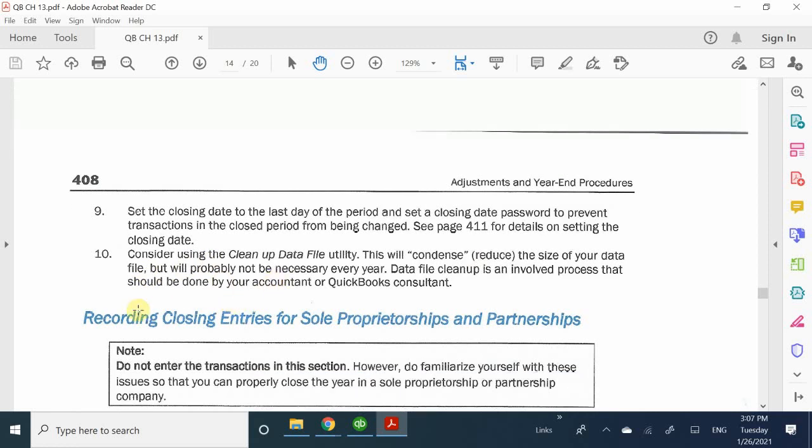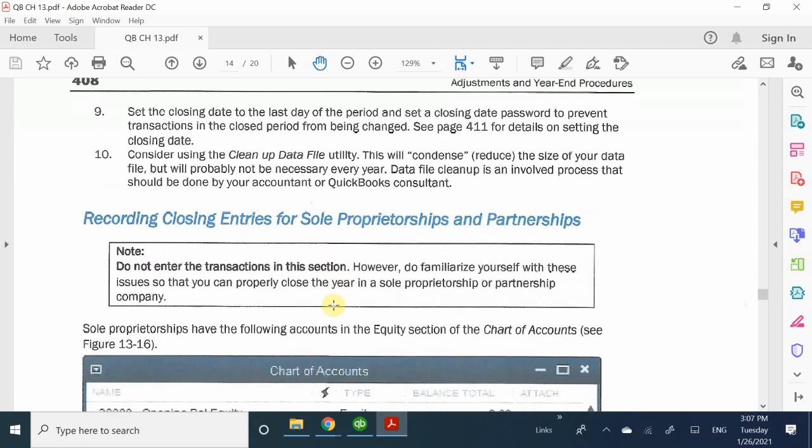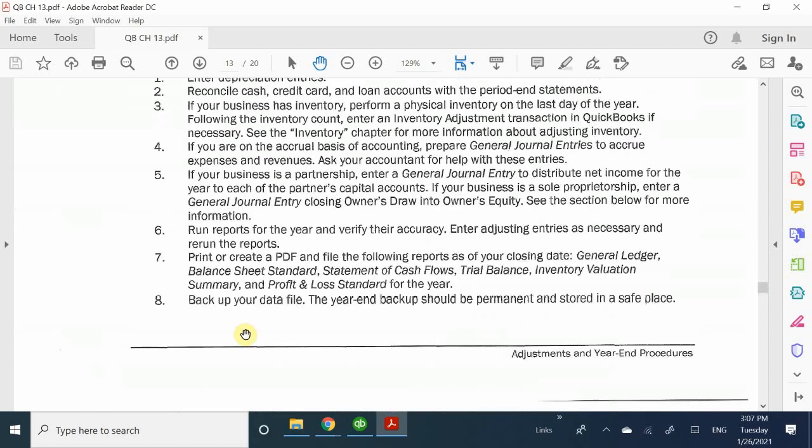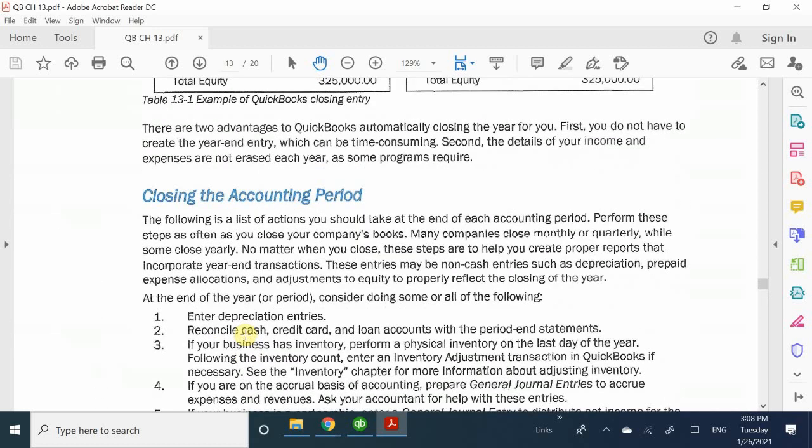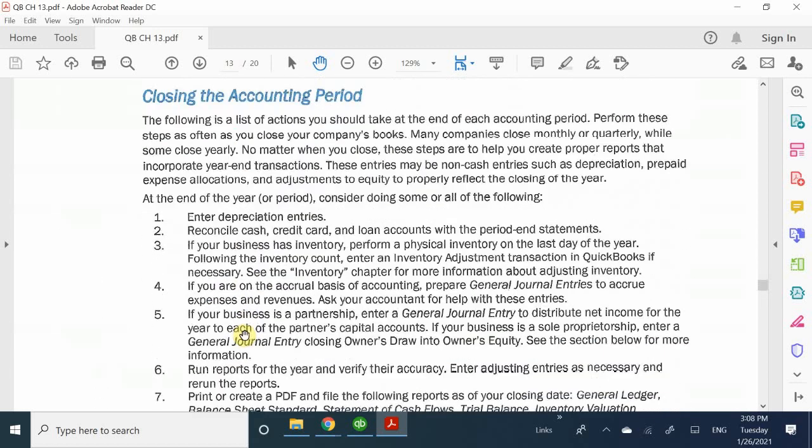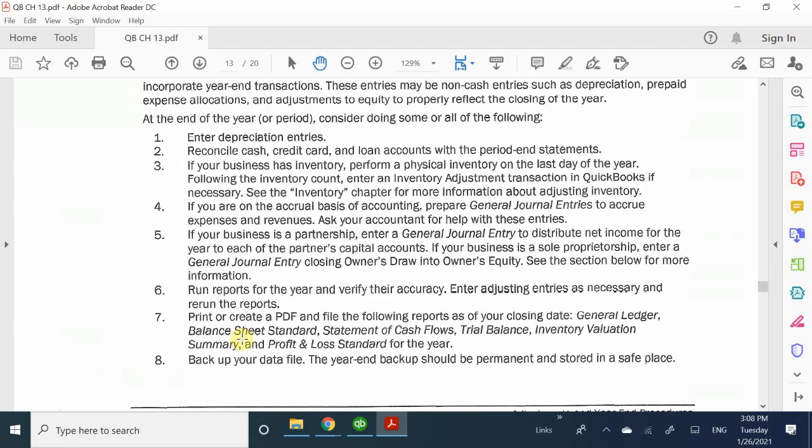So now we're going to be doing closing entries for sole proprietors. Okay, any questions in regards to these 10 steps of what you have to do to close out your accounting period? No. Okay.